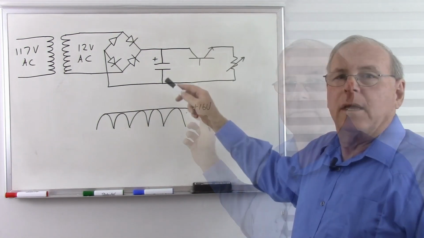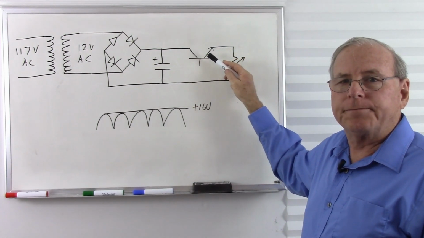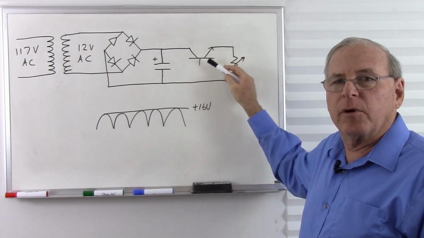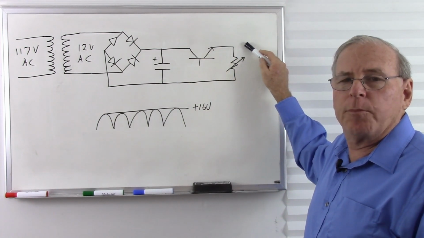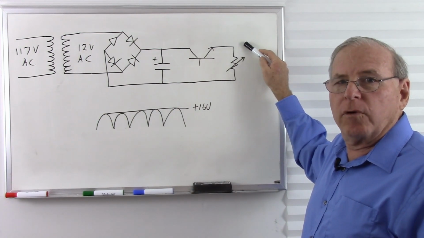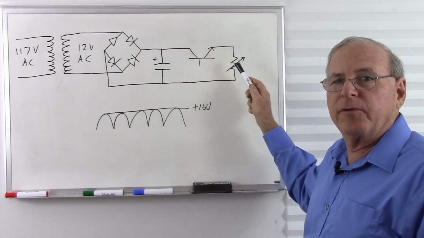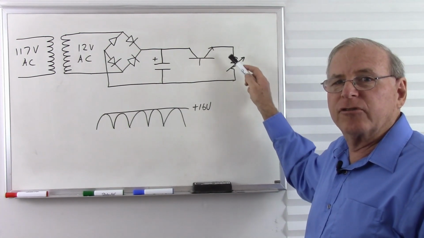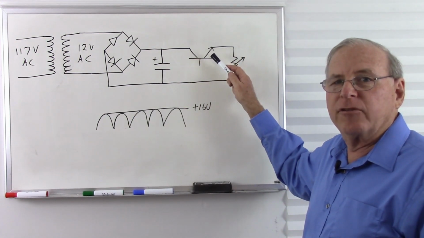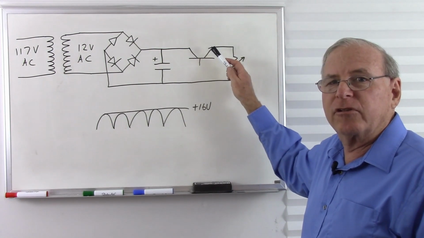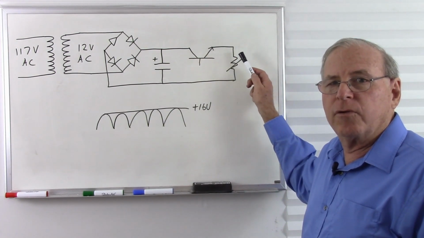The next stage is our pass transistor, which is an NPN power transistor, which acts like a variable resistor that changes its resistance to whatever it takes to keep the voltage at the output a constant 12 volts, regardless of the amount of current that our load is taking. So our load just acts like a variable resistor, and as that resistance changes, it's going to demand different amounts of current. And the purpose of our pass transistor is to change its resistance to whatever it takes to keep the voltage across the load at a constant 12 volts.